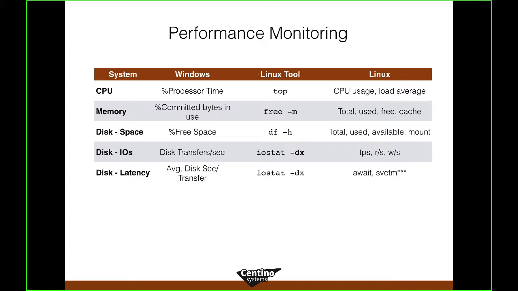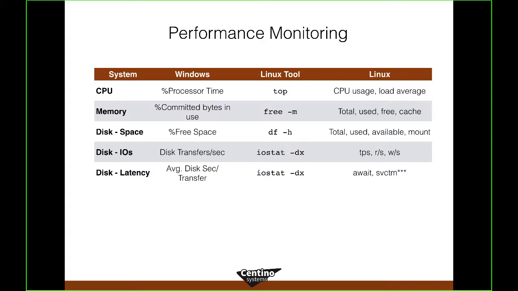Disk latency, of course, we care how long it takes for that stuff to be written out to the disk. So on Windows, we look at average disk seconds per transfer. iostat -dx is going to give you two values, await and service time. Await is pretty much the way that you're going to go from a file system standpoint. What await measures is the file system call into the driver and then out to the disk. Service time measures from the driver out to the disk.